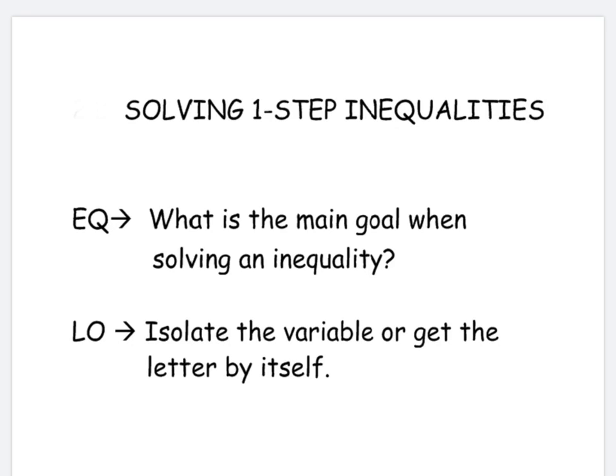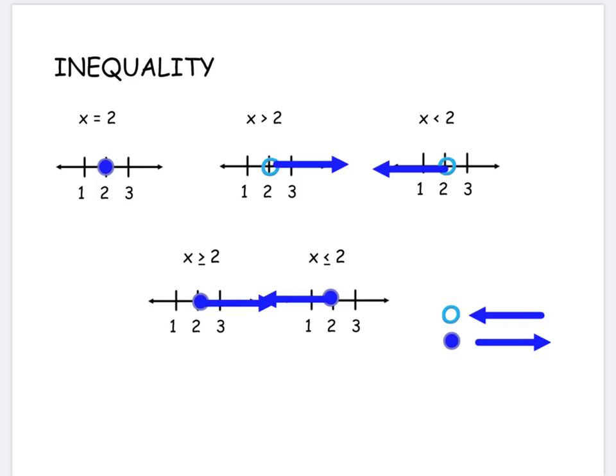This lesson will focus on solving one-step inequalities. An inequality is different from an equation because an equation just has the equal sign. So like if you look at the first graph on the left, on the top, it says x is equal to 2. That is the solution to an equation. So the solution is just at 2, so it's marked.